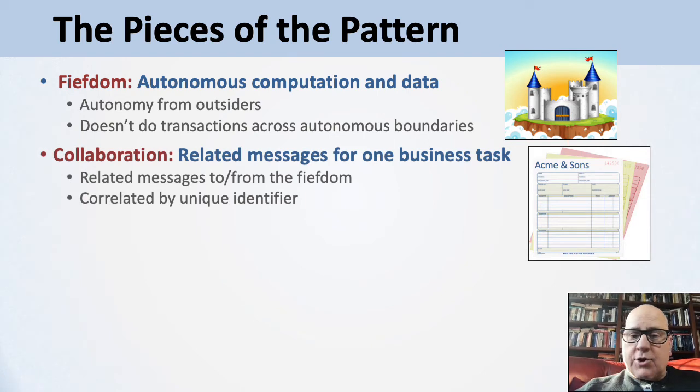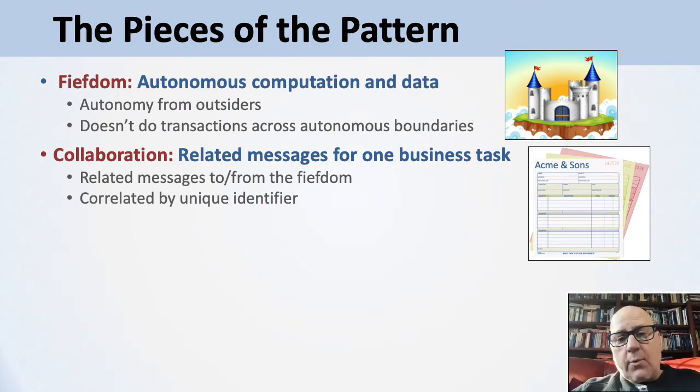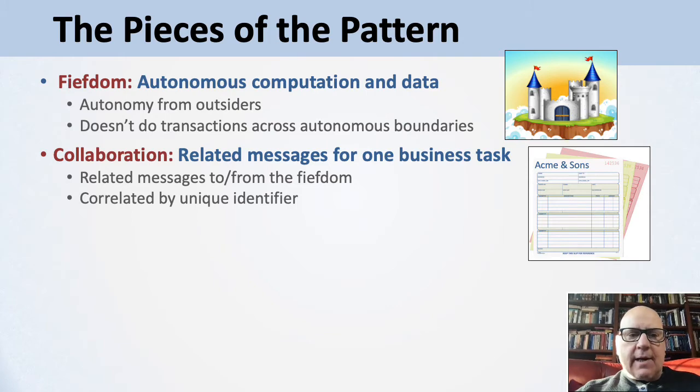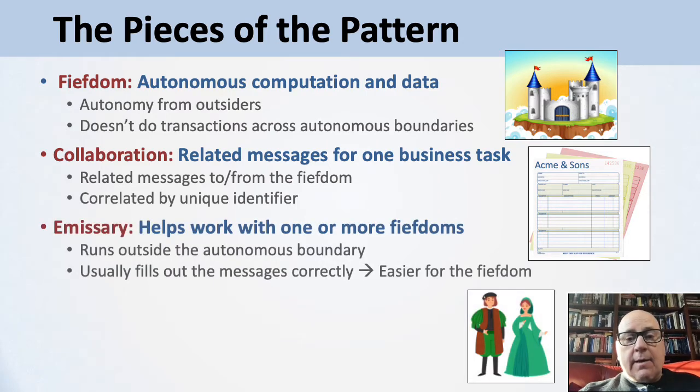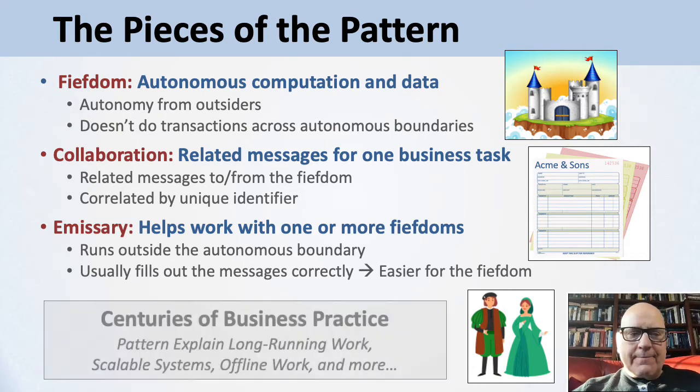A collaboration is a set of related messages for one business task. So you're connecting these related messages because they're part of doing one piece of work, even though there's multiple messages associated with them. So this collaboration correlates the messages with a unique identifier. Now, emissaries help work with one or more fiefdoms, and they run outside the autonomous boundary. Usually they fill out the messages correctly, and that makes it easier for the fiefdom.